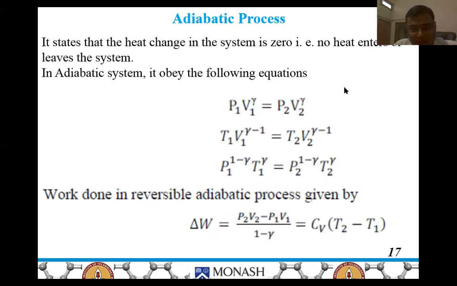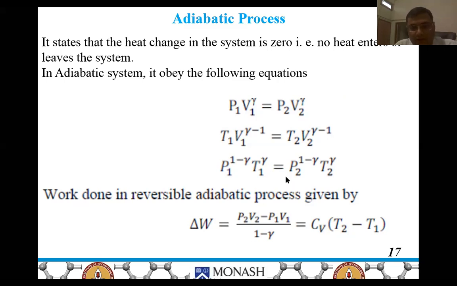Now the adiabatic process. In an adiabatic process, delta Q is equal to 0, and it follows the equation PV raised to the power gamma is equal to a constant. So when the system is going from state 1 to state 2, P1 V1 raised to the power gamma is equal to P2 V2 raised to the power gamma, which is equal to a constant. And using the ideal gas equation PV equal to nRT, we can convert this equation to T1 V1 raised to the power gamma minus 1 is equal to T2 V2 raised to the power gamma minus 1.